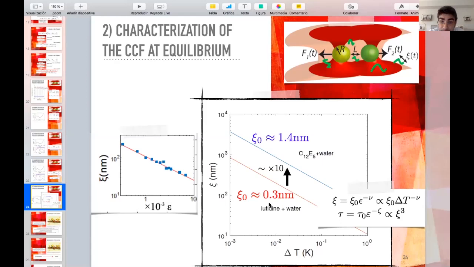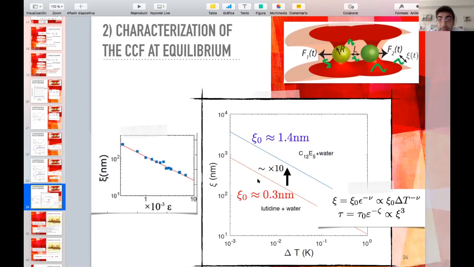But our sample, this micelle-solvent mixture, has almost one order of magnitude longer correlation length. What is the meaning of this? That for the same distance to the critical point, for the same accuracy in temperature, we are able to enhance our correlation length almost an order of magnitude. So we have a lot of experimental room, you know, in order to observe critical effects here.